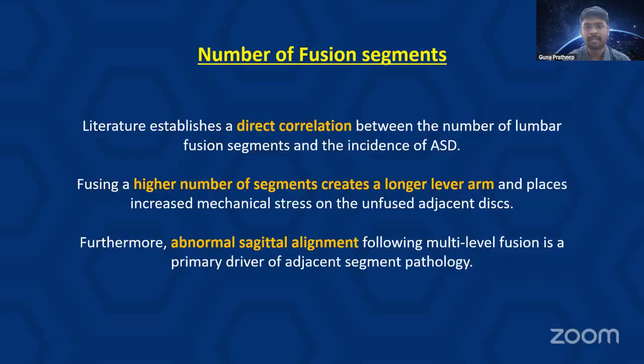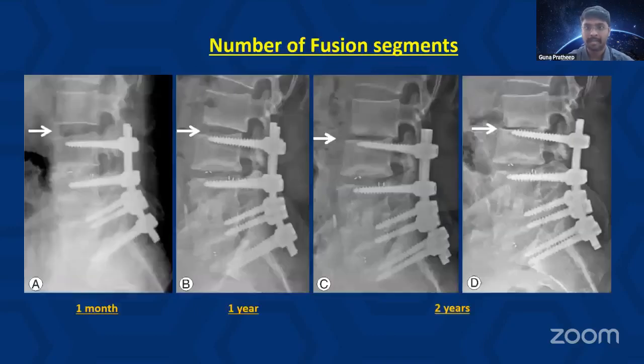Coming to the number of fusion segments, the literature shows a direct, strong correlation. Once you increase the number of fusion segments, there is definitely a higher chance of ASD, as you create a large lever arm and alter the instantaneous axis of rotation, causing accelerated wear and abnormal sagittal alignment. So overall, we have to be very cautious, not only in just fusing, but also in identifying the patient's sagittal profile and matching it to his original parameters.